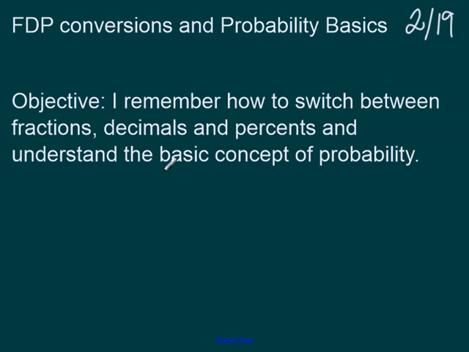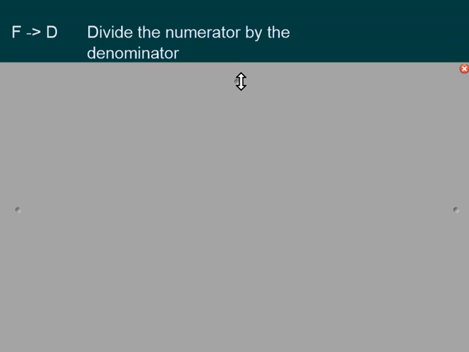Okay? Our objective: I remember how to switch between fractions, decimals, and percents, and I understand the basic concept of probability. Okay, so these fraction, decimal, percent conversions we've done previously in the year, but I just need to refresh your memory on it because they become really important in this unit.